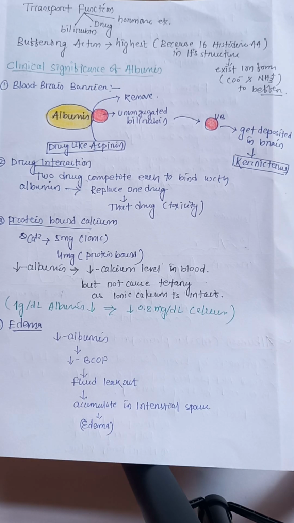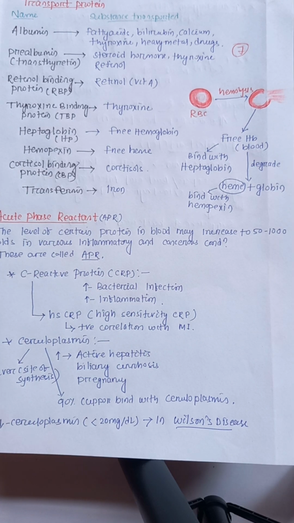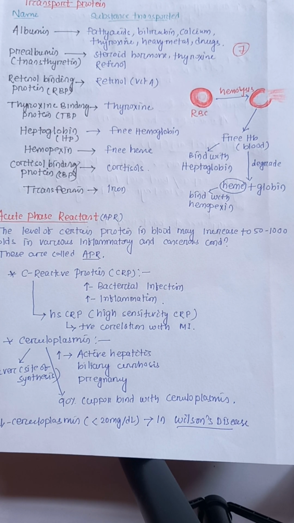The next thing is edema. If there is a decrease in albumin, there is a decrease in blood colloidal osmotic pressure, and fluid leaks out and accumulates in the interstitial space. This causes edema. Let's learn some important transport proteins, and that is very important for further learning.